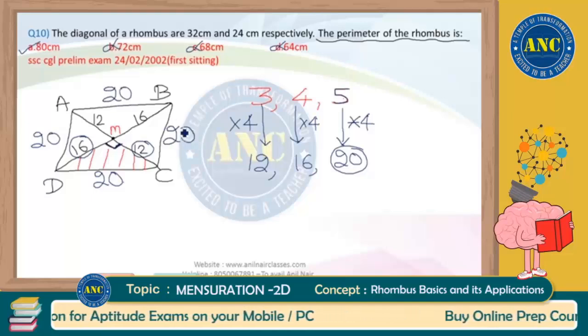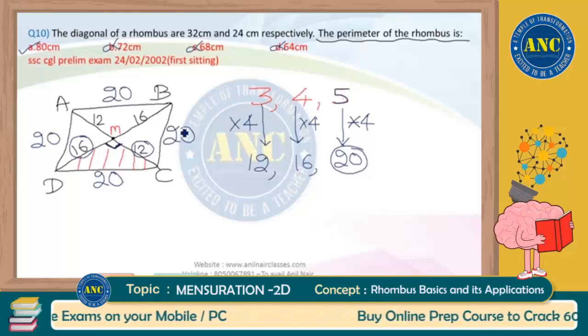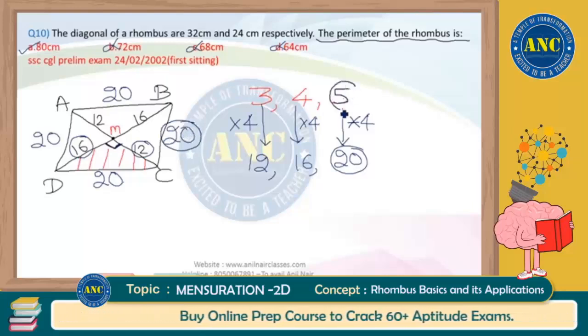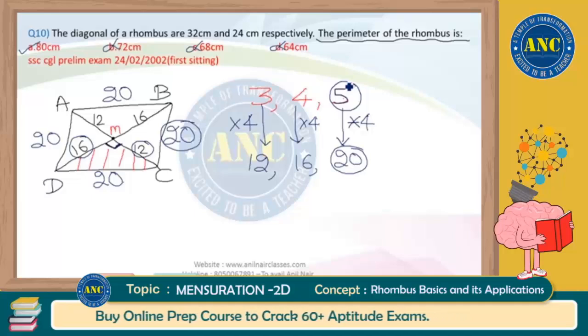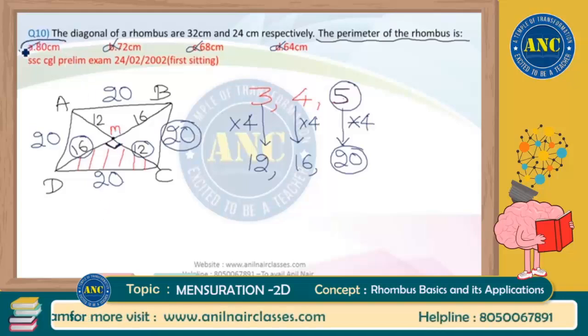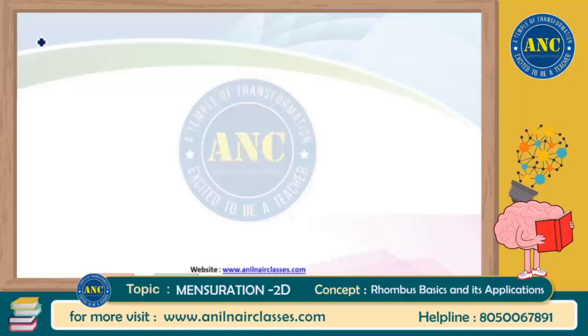The question says perimeter. Perimeter should be a multiple of 20, or in other words, a multiple of 5 as I said earlier. Both are the same only, right? Right, sir. A multiple of 20 means it should also be a multiple of 5. So 20 plus 20 plus 20 plus 20. The answer should be 80 centimeter, which is nothing but option A.